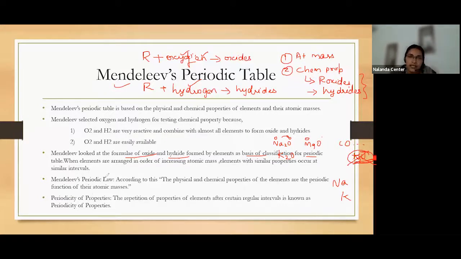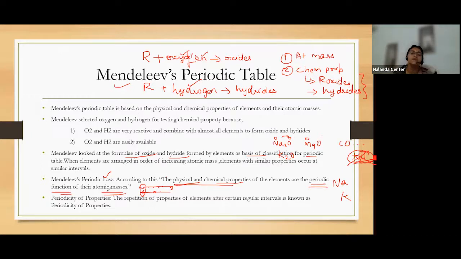So, according to Mendeleev, physical and chemical property of the elements are periodic functions of their atomic mass. That is, when atomic mass increases at regular intervals, the physical and chemical properties are going to repeat. Okay. The physical and chemical properties are periodic functions of their atomic mass. So, at regular intervals, the physical and chemical properties are going to repeat. That is the meaning of this particular statement. Okay, this is very important. Every law you should learn by heart, you should use the same words and sentences as used by the creator.